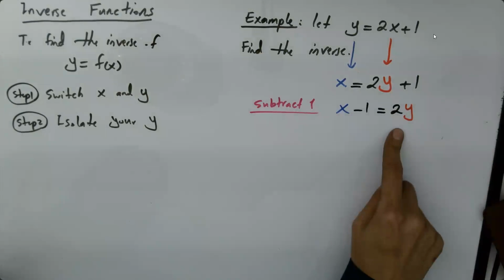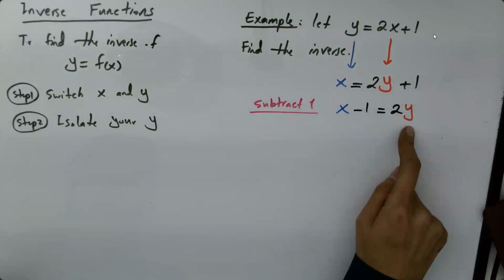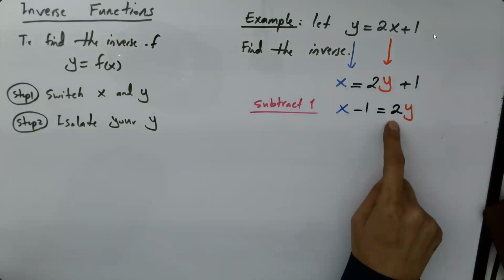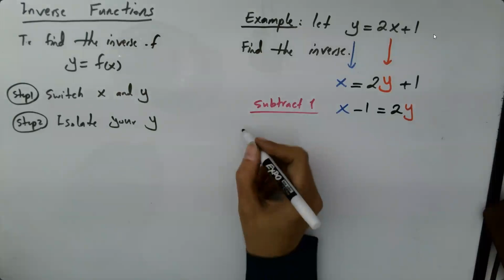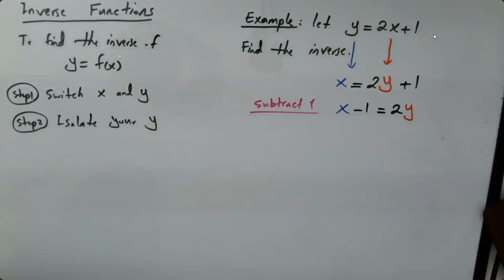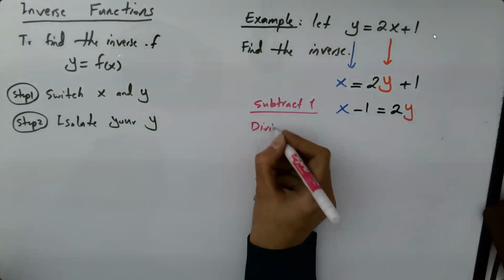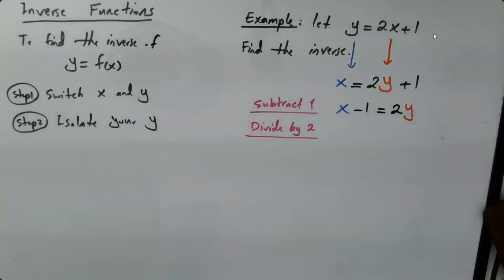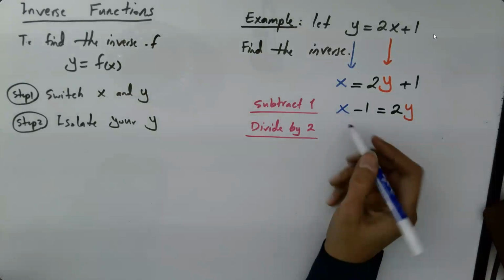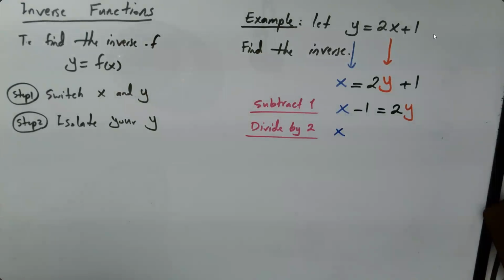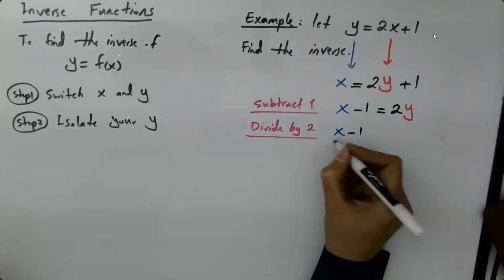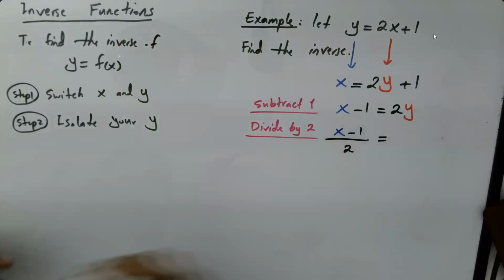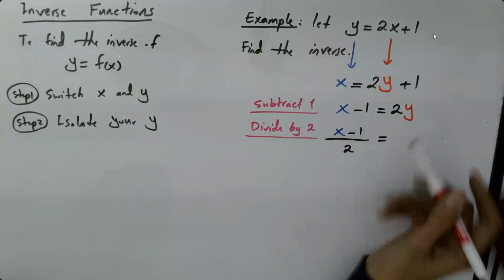Is y isolated? No. 2 is multiplied by y. I have to get rid of 2. What's the meaning of that? I have to divide both sides by 2. Divide by 2. Okay, so what do I get? I get x minus 1 divided by 2 equals y.